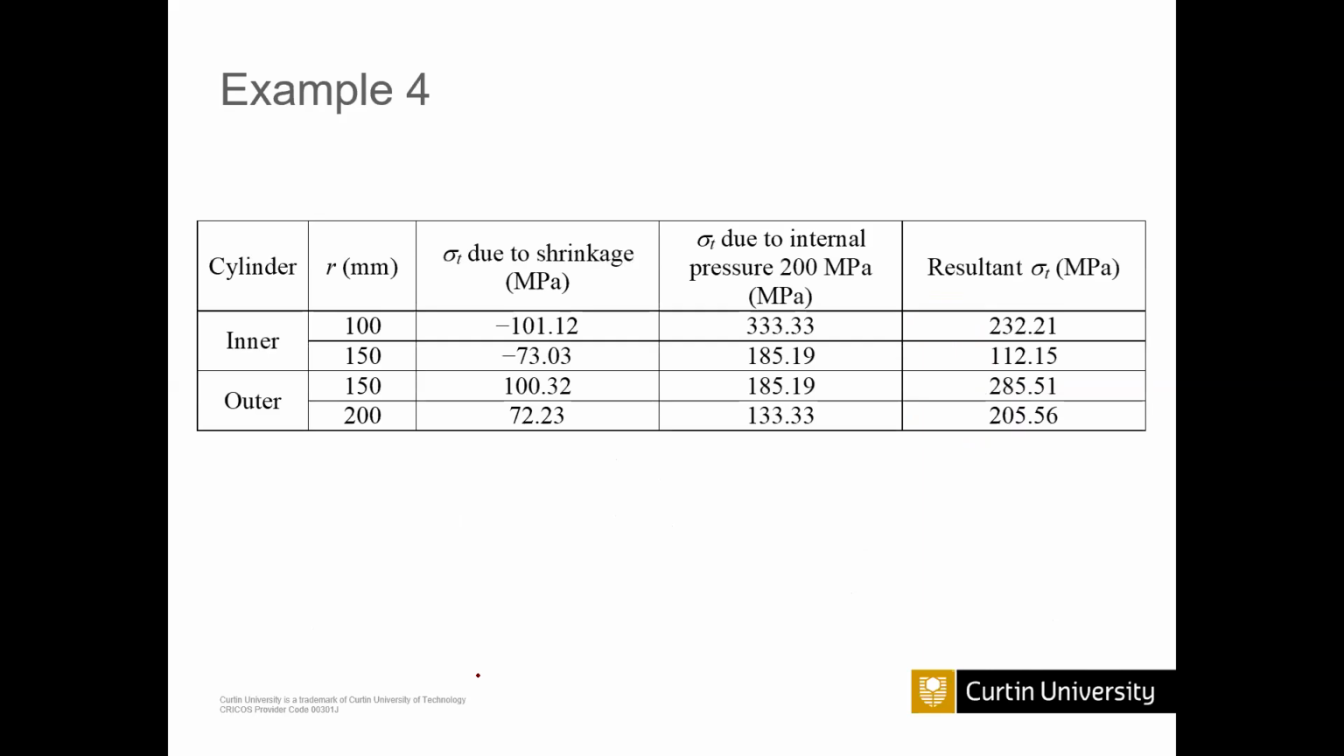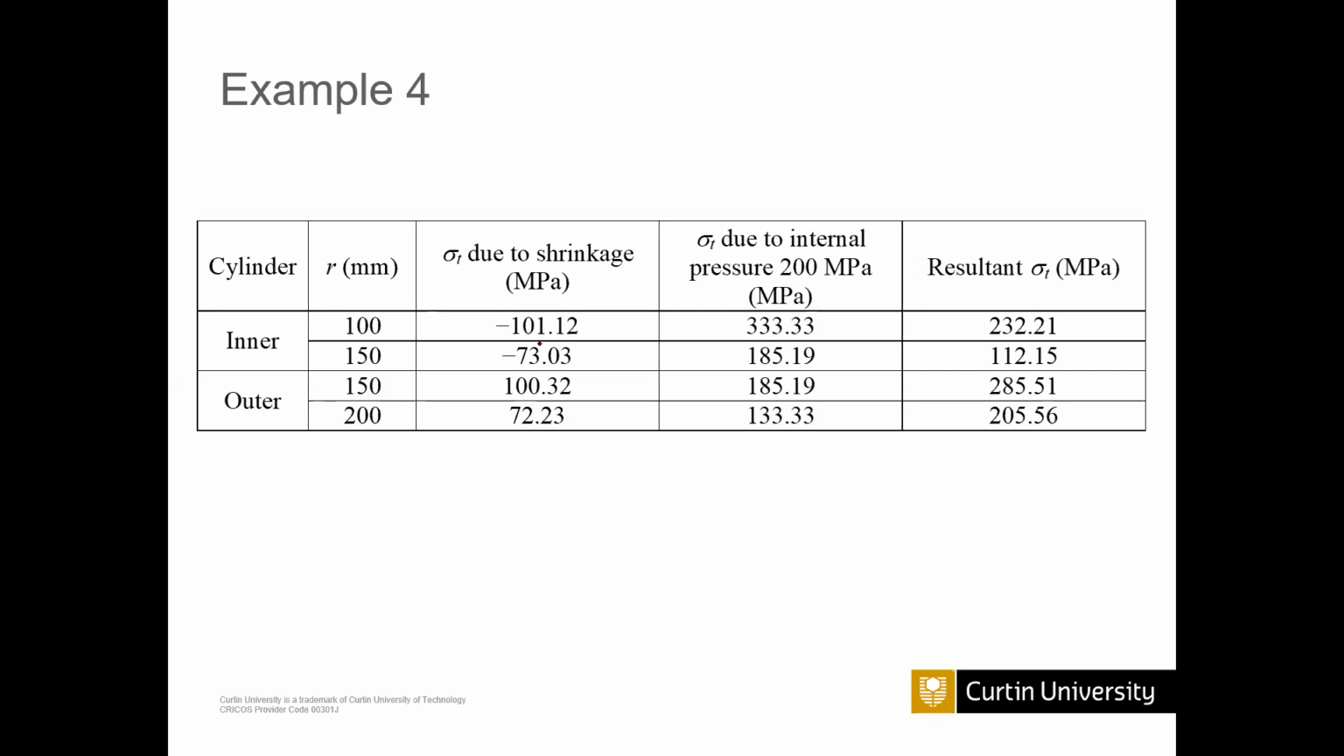Yeah, this is the thing. Now you need to get the summation of these two because for the inner cylinder, this is the radius, this is the tangential stress due to shrink fit. This is due to contact pressure, and this is the tangential stress due to internal pressure. That pressure is 200 megapascal, and this is the tangential stress. This is due to contact pressure, the tangential stress built up on the cylinder.